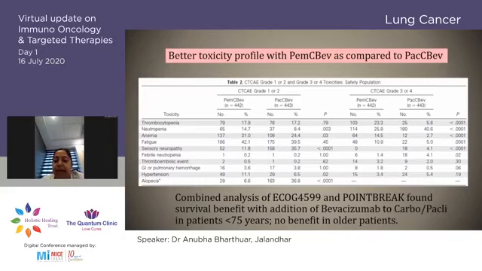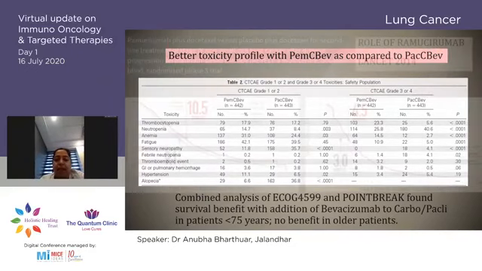There was a combined analysis of both the ECOG 4599 and Point Break, and they found that this combination did show survival benefit for those less than 75, but none for the older age group. And I think now most of us are probably not using this combination in favor of the newer therapies that have come about.